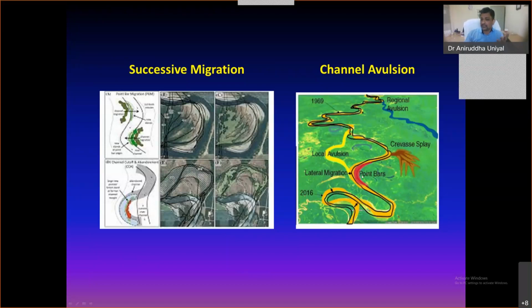This is a textbook example of channel avulsion, wherein the meandering has taken place, and then during floods, the river has acquired this shorter path. So it could witness channel avulsion somewhere here because it has become very sinuous in this part.